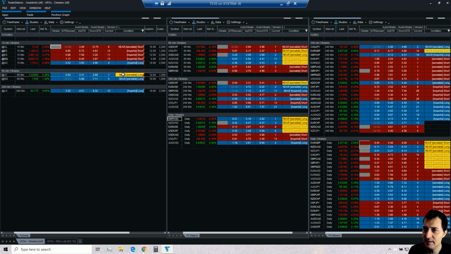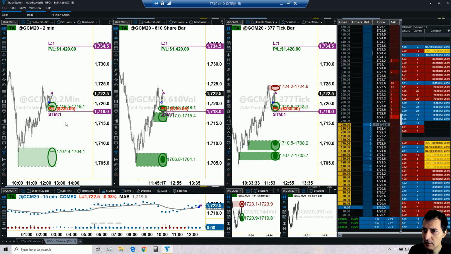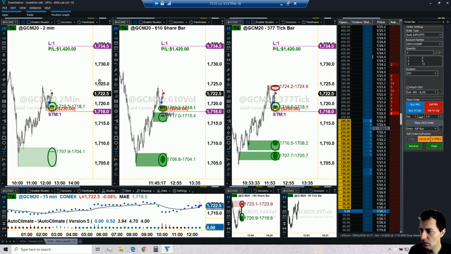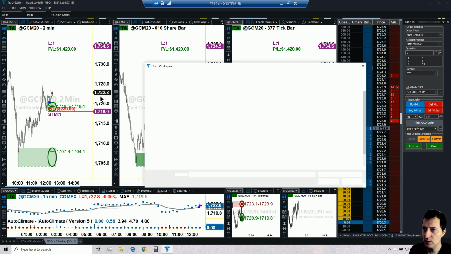So what else? The yen is giving us a setup. Okay. So do we have time to plan a trade on the yen? No, not really. We don't have time. So I will leave you the homework of looking at the yen trade, which may be an opportunity. I will load the workspace very quickly.